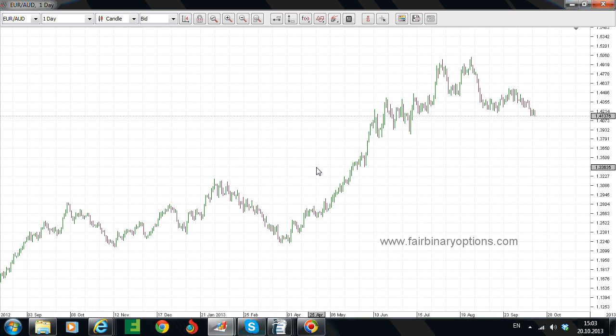Euro and Australian dollar daily chart in front of your eyes, and you might ask why we are looking at such a pair. Well, first of all, it is weekend, it is Sunday, and second of all, we are trying to prepare the road for next week, or what to trade for next week. Euro Australian dollar seems to be a nice setup. The reason for that is twofold.